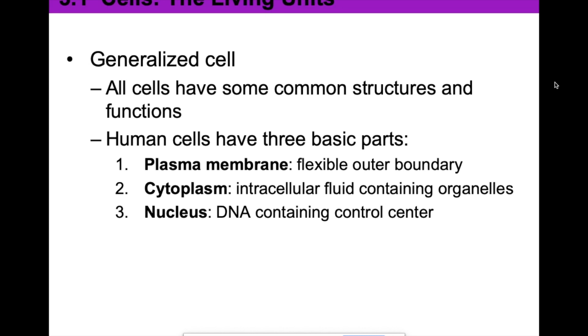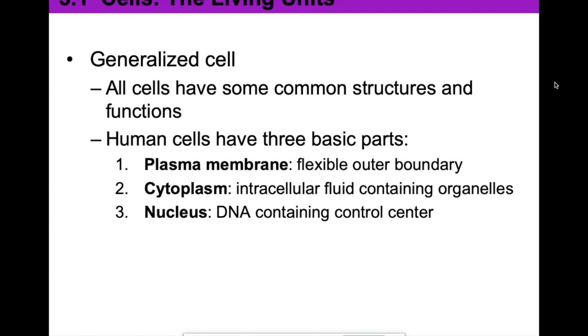They all contain plasma membranes, which are also called a phospholipid bilayer or a cellular membrane. This is a flexible outer boundary, kind of like a water balloon on the outside. We also have cytoplasm. Cytoplasm is the gel-like solution that exists between the nucleus and the plasma membrane. It surrounds all of the organelles and cushions them.